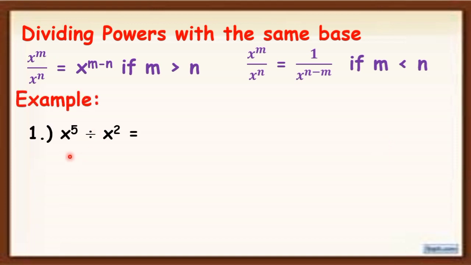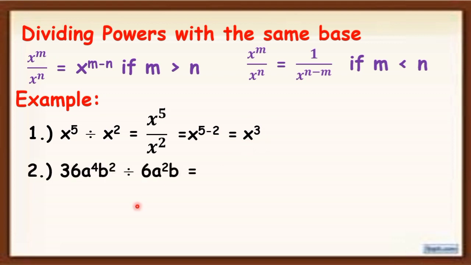So to understand it further, let's have an example. x^5 divided by x^2. Remember, it is also the same as x^5 over x^2. So what you are going to do is copy the base, which is x, then subtract the exponent. So 5 minus 2 is equal to 3. So the final answer is x cubed, or x^3.